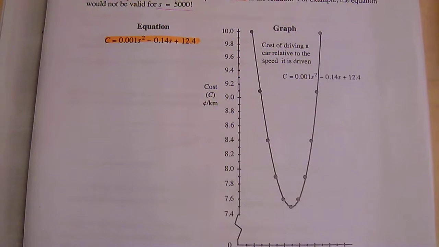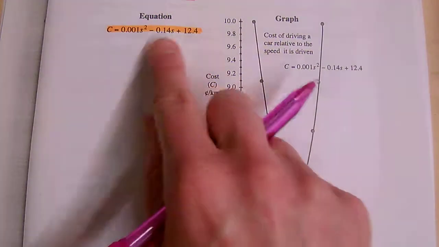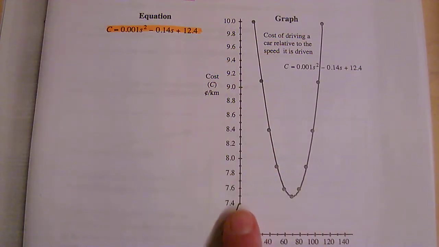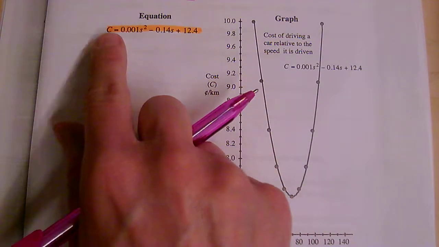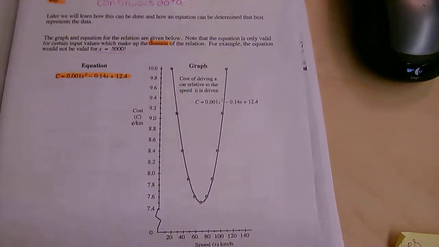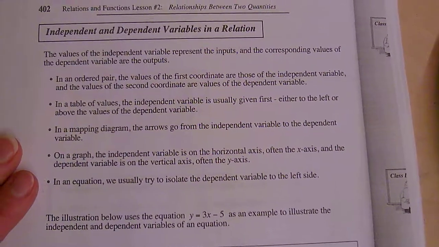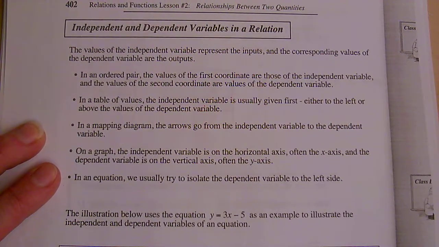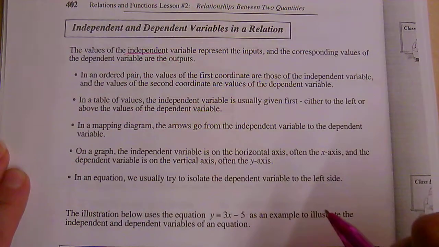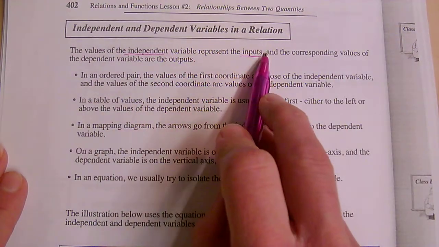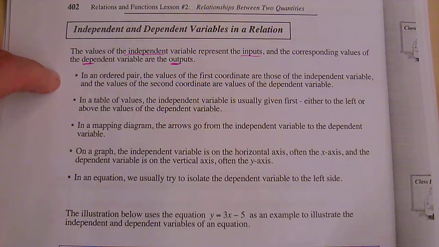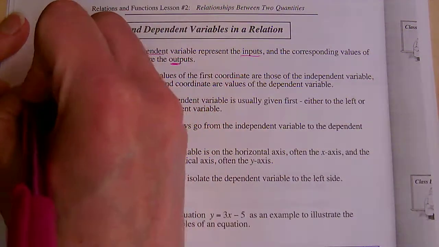Okay, so here is the equation and the graph. Those S's are representing these data points. This C is representing these data points. All right, so now we're going to talk more about those independent and dependent variables in the relationship. The values of the independent variable represent the input, and then the dependent are the outputs. And in an ordered pair, we've already talked about this.